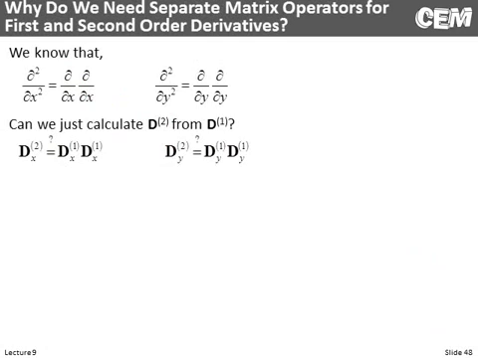So let's look at this. Why do we need separate matrix operators for first and second order derivatives? We know from calculus, if we just multiply 2 first order derivatives together, we get a second order derivative, and that would hold for x or y. So why can't we just calculate a single first order derivative, multiply it by itself, and get a second order derivative? Can we do that?